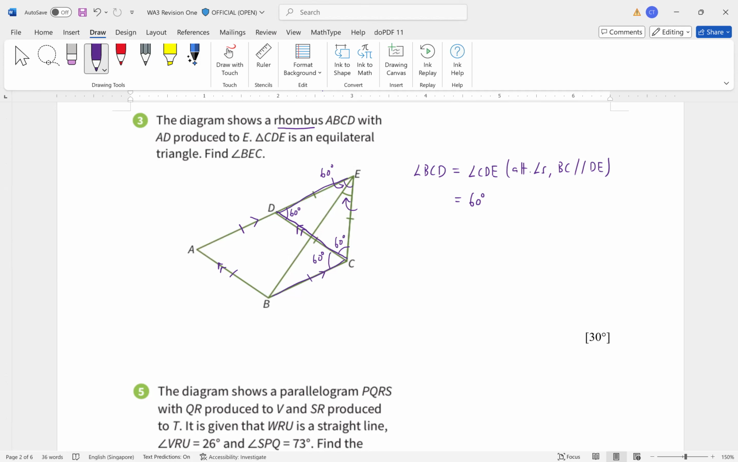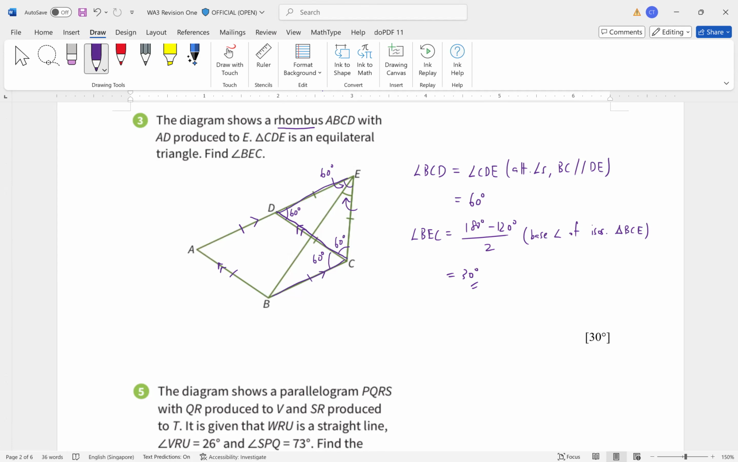All right, so let's do it. Angle BEC will be 180 minus 120, over 2, right? So it's the base angle of isosceles triangle BCE. Just like that. So that will give us 30 degrees.